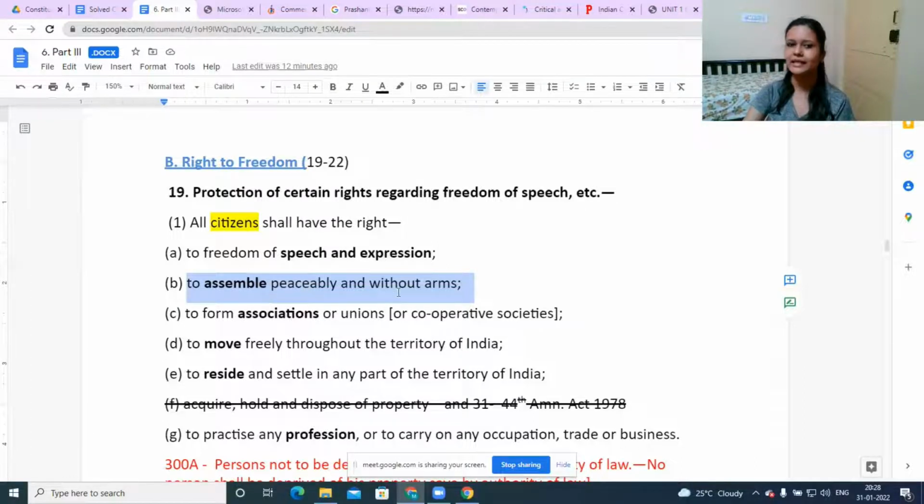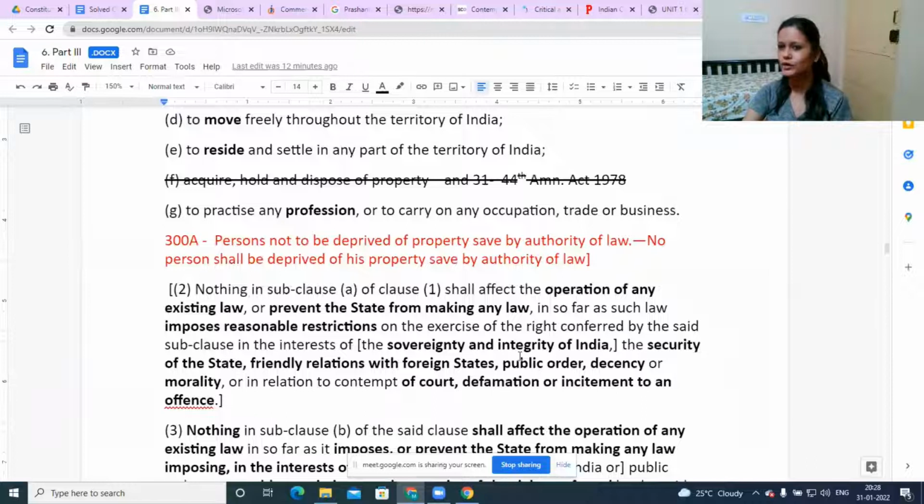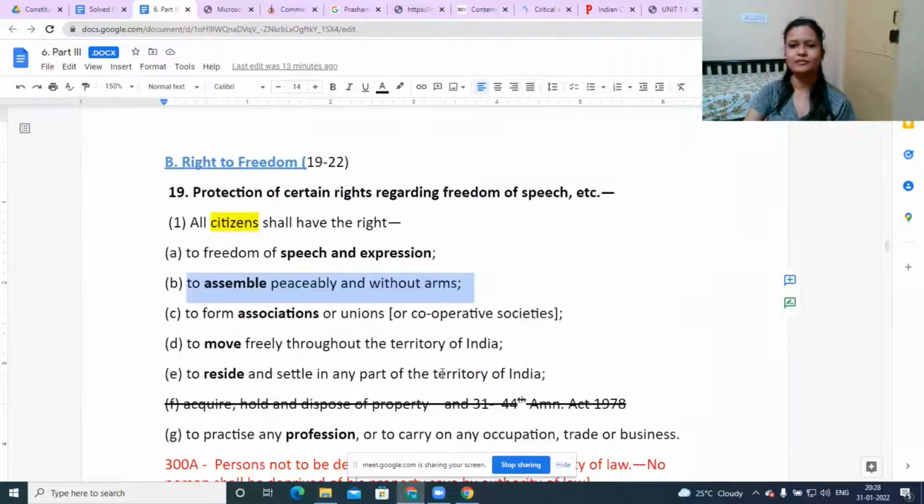So in case there is something that needs to be followed, because again, it's not like an absolute right. For public safety, public health and other reasons, there may be certain restrictions imposed as well. But otherwise, we are free to assemble as well.